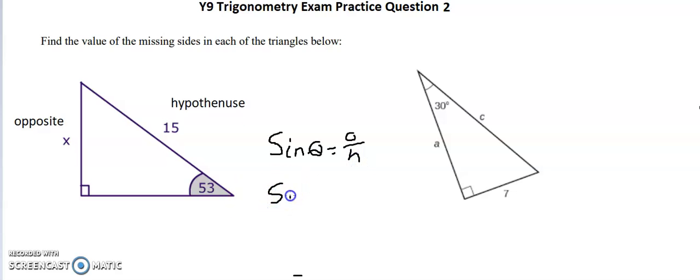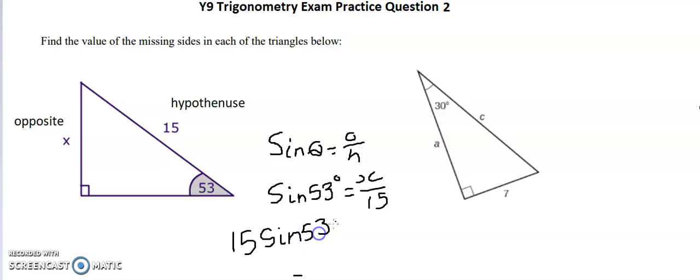Our angle is 53 degrees. So sine 53 degrees is equal to x over 15. Now I am wanting to get x by itself, so I need to times both sides by 15, and that gets me 15 sine 53 degrees is equal to x.